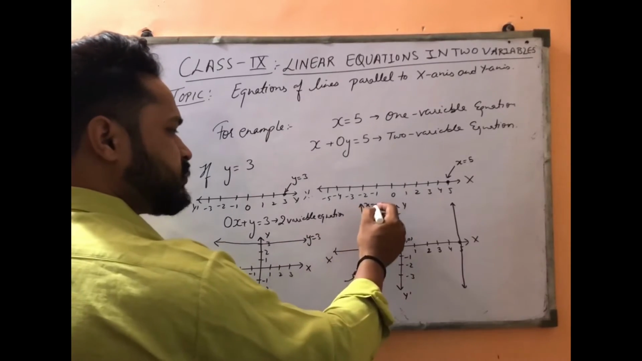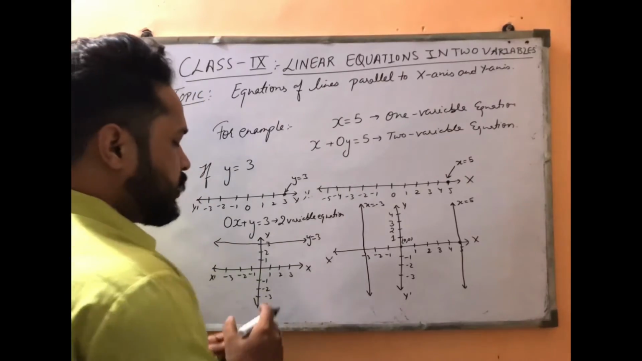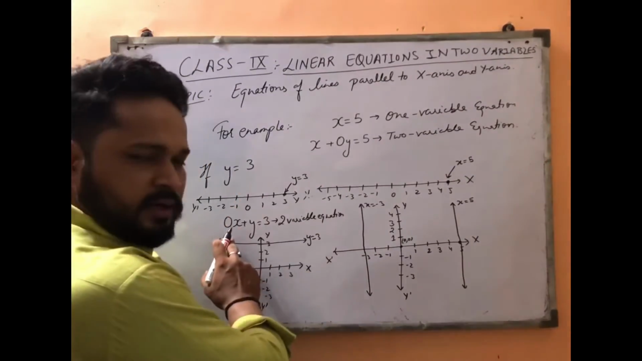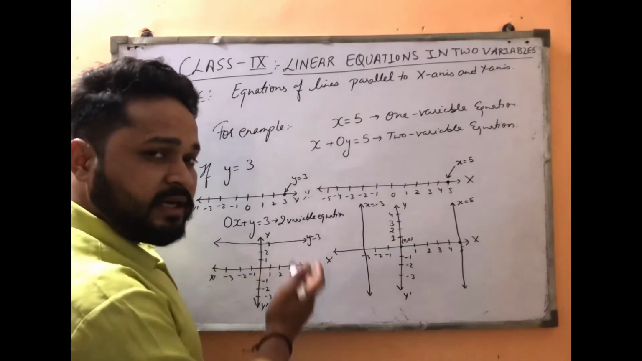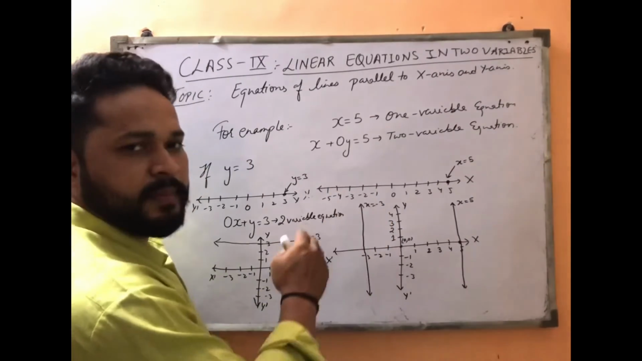This is x is equals to -3. This is x is equals to 5 line. Okay, so when in the equation the x variable is absent, then the line is parallel to the x-axis. जो absent होगा उसी के parallel बनेगी. यहाँ पे हमारा y absent था तो y के parallel.